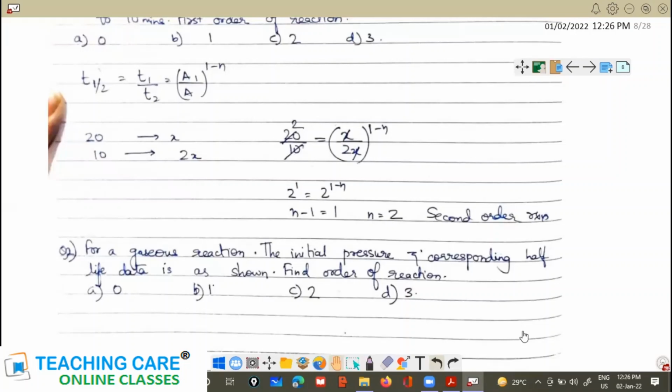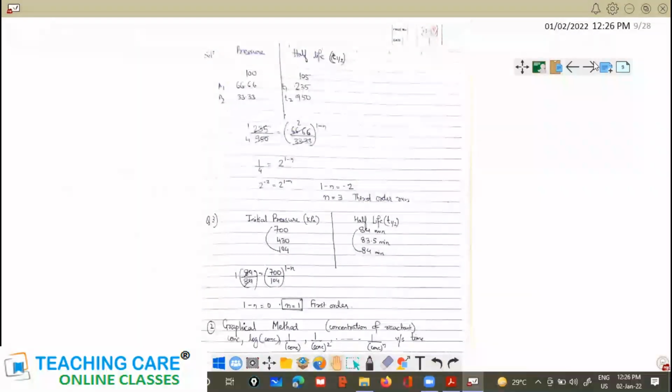See, for a gaseous reaction, the initial pressure and the corresponding half-life data is shown. Find the order of the reaction, whether it is zero, first, second or third order reaction. The data given is here. I'll show you that.